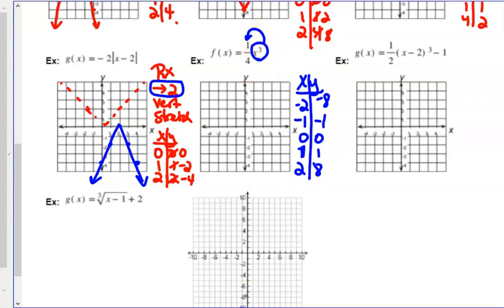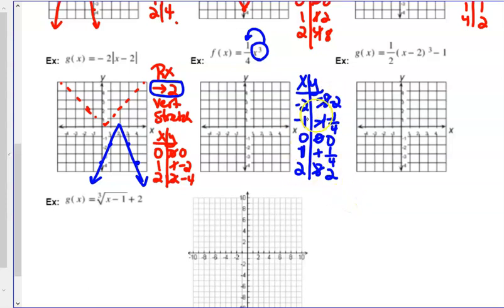So that means I'm going to take those x cubed values that I just wrote down, and I'm going to multiply them by a fourth. Multiplying by a fourth is the same as dividing by 4. So I get negative 2 on that one. I get negative 1/4. 0. Multiply by a fourth, I get a fourth. Multiply by a fourth, I get a 2.